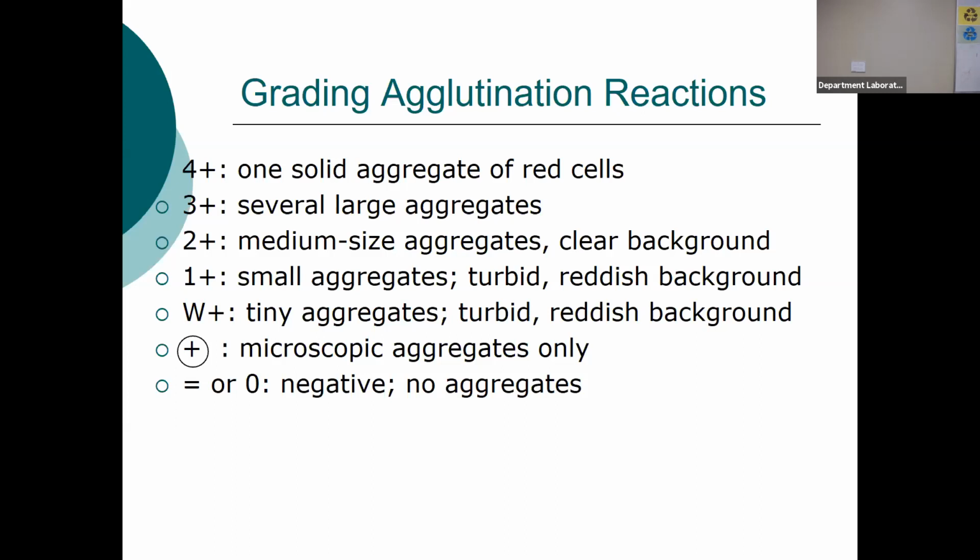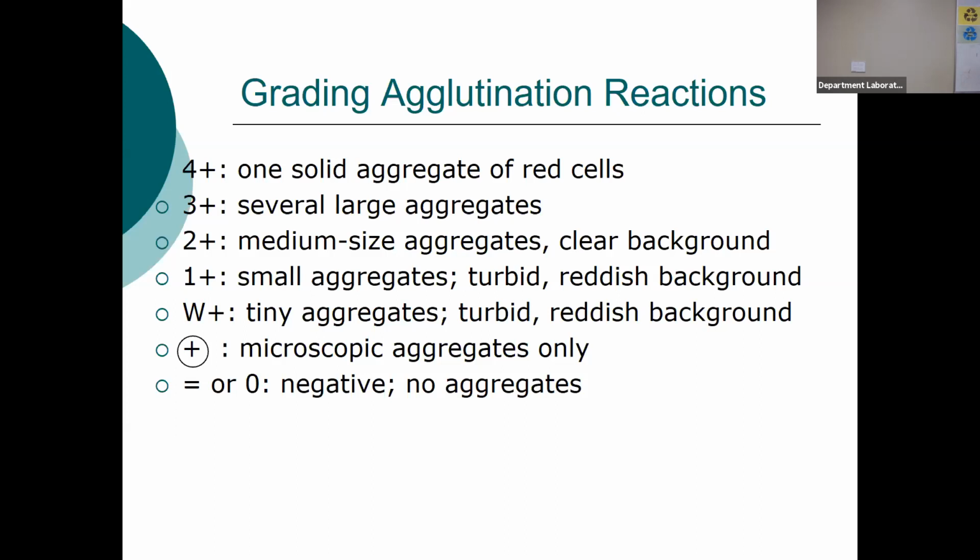Because look, tiny aggregate, turgid, reddish background. As you can imagine, this already has subjectivity involved in it. So how do you differentiate between tiny and small? That's why I say don't use weak. If you have tiny, small aggregates, 1+ solves the problem. So you can imagine differentiating a 2+ from a 3+, or a 1+ from a 2+. There's some subjectivity there.